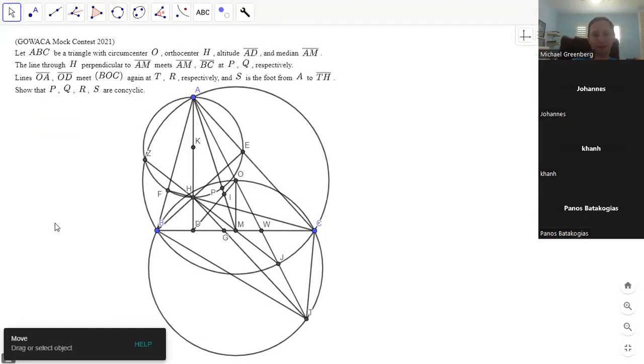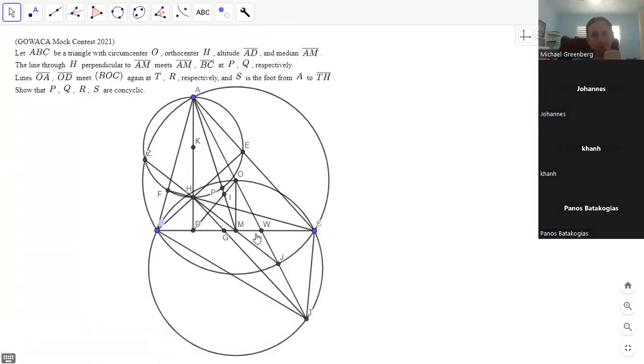I think that the problem is equivalent to proving that DMGW is harmonic. Oh really? Yeah, because if you let G prime be the foot of perpendicular from I onto BC, then you will have D, M, G prime, W in harmonic conjugation, because these I, G prime are parallel. OM and AD are concurrent at the infinity point.